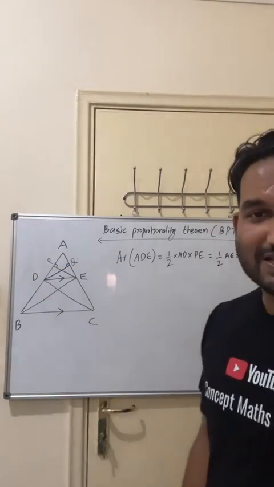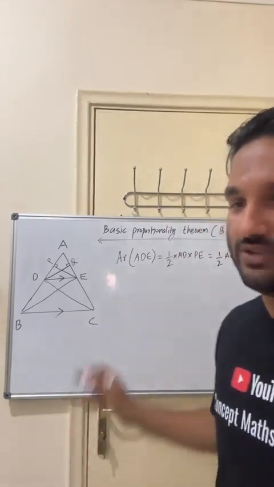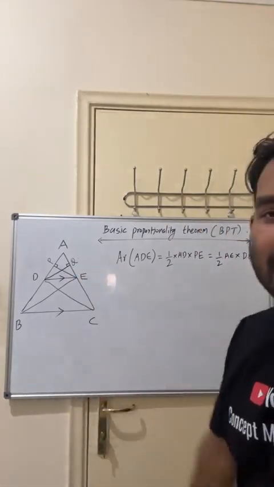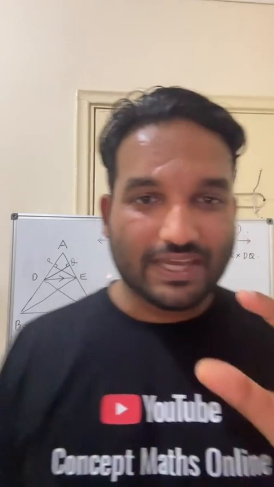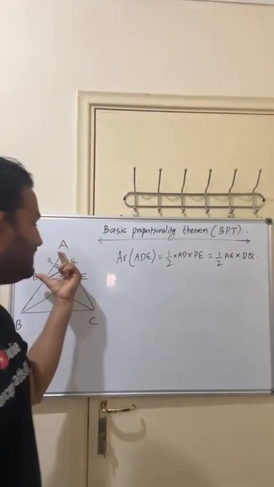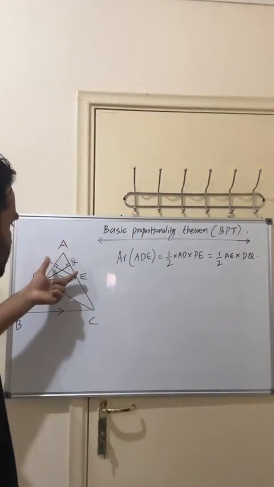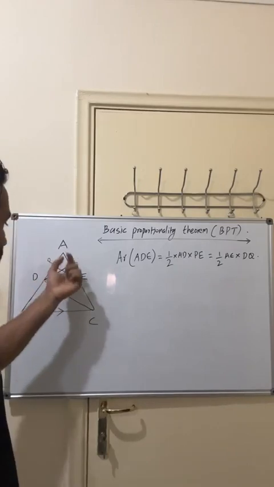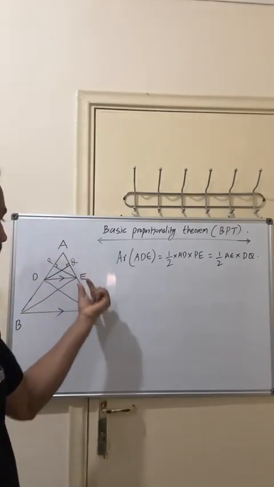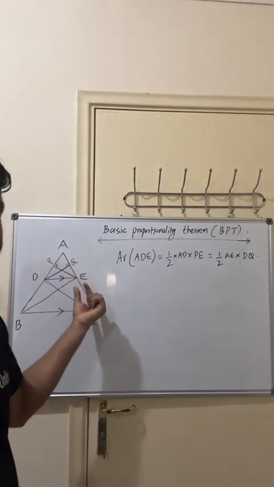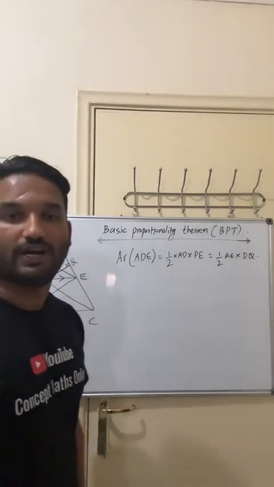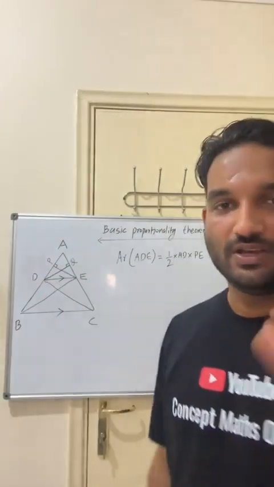So this is the first equation you have to make. The area of the smaller triangle ADE can be written using the base AD and the corresponding height PE. The same area can also be expressed as base AE and height DQ. So this is the first equation.